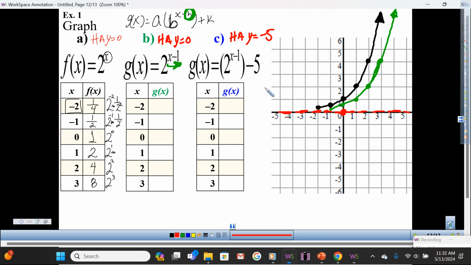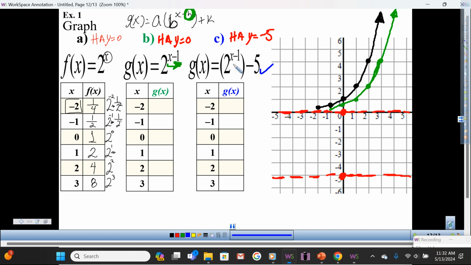What's our HA for this one? -5. Label that. That is correct. So we go 1, 2, 3, 4, 5. That's our new HA. And so we got this done. Tell your neighbor what's going to happen after we do that.